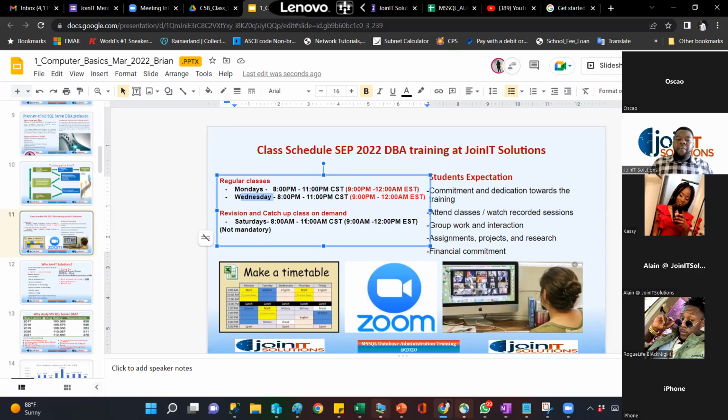Then we normally have revisions. This time around, we are not very sure what the revision day is going to be. But we are looking at making it on Saturdays from 8 to 11 in the morning, or it could be on Friday in the evening from 8 to 11. We're going to communicate this with you and continue from there. But for now, understand the class schedule and plan accordingly.